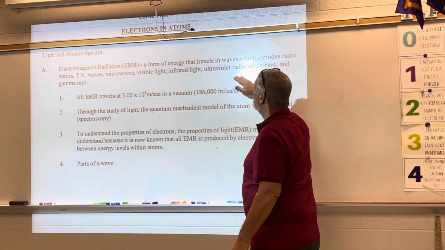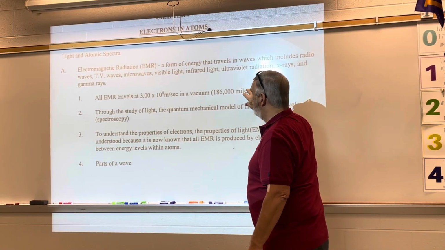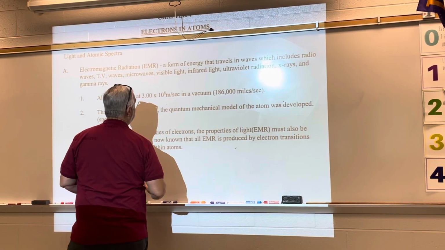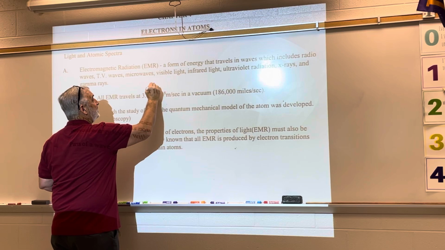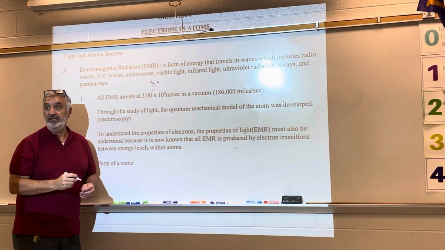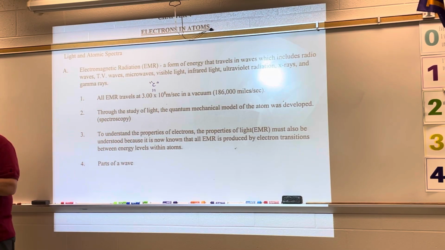So when we look at electromagnetic radiation, all EMR travels at the speed of light. We know this is what we call c, as in E equals mc squared. We're always going to let c represent the speed of light.